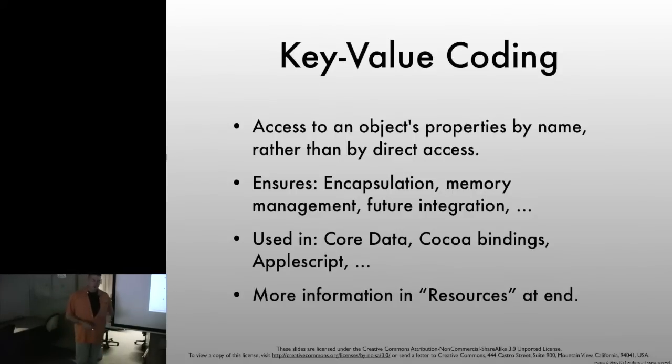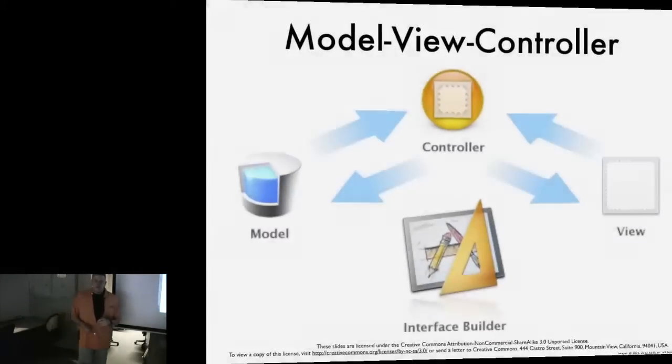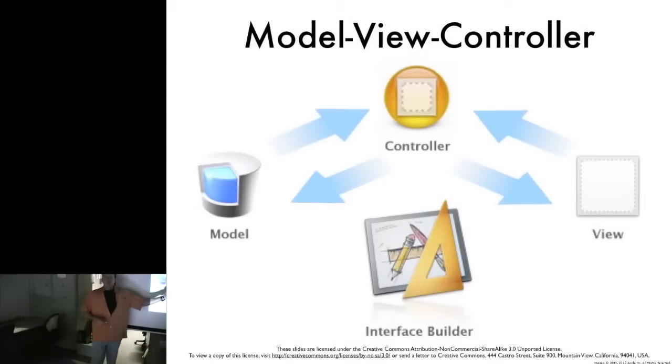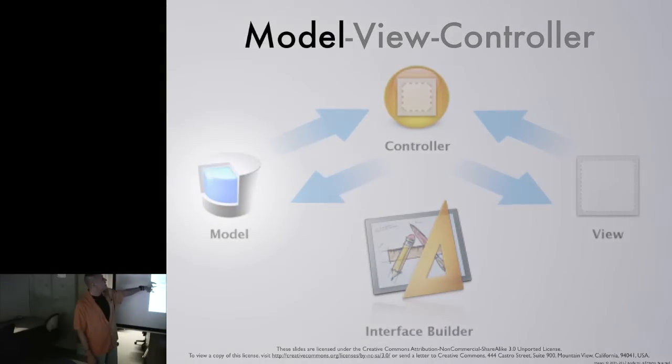There's more, like I said, there's more resources at the end of the slides for understanding key value coding better. It's pretty simple, and I'll show you some examples of it as we go. So, just very briefly, model view controller, very, very important. Controllers are up here at the top, views are on the right, user interface on the right, the models on the left. We're going to be focusing on the model for this.